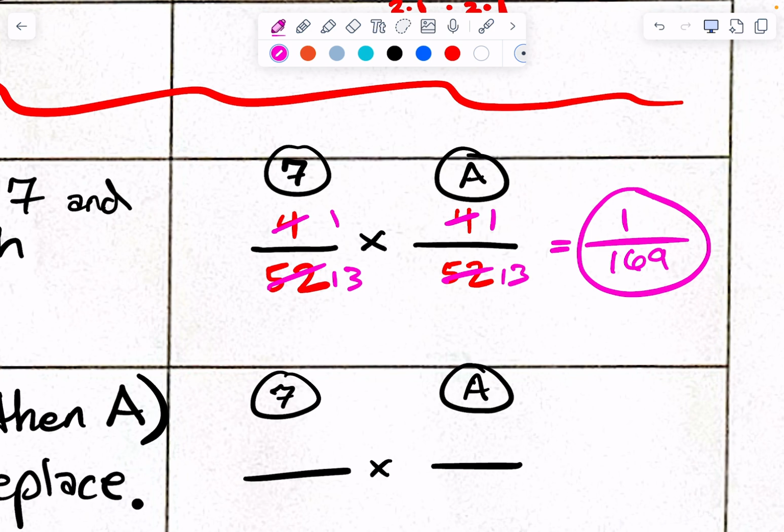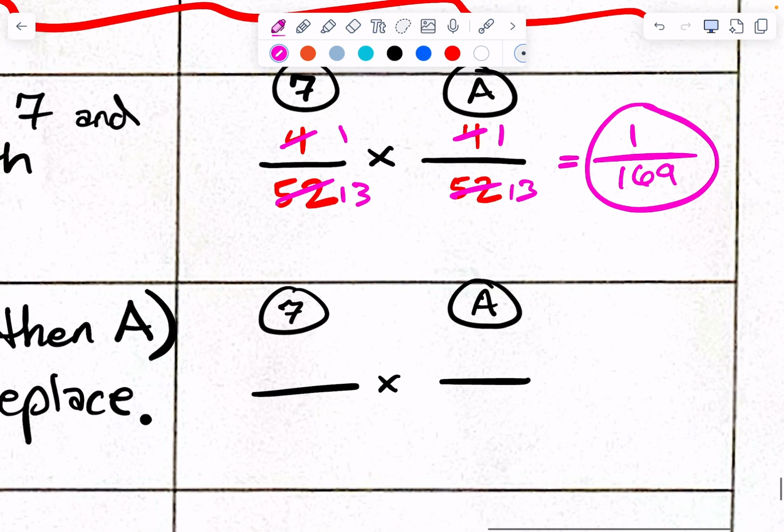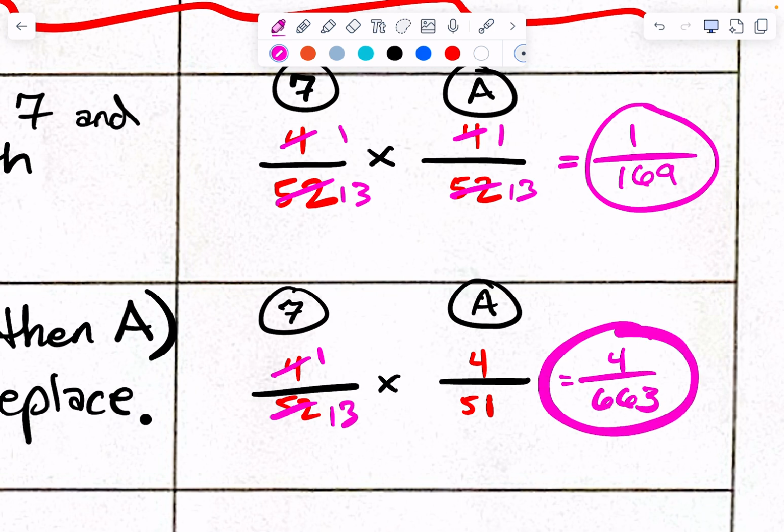Okay, all right. Without replacing: drawing a 7 is 4 out of 52. Drawing an ace is 4 out of 51. 4 out of 52 does in fact reduce again to 1 over 13. And 1 times 4 is 4, and 13 times 51 is 663. There we go. Beautiful.